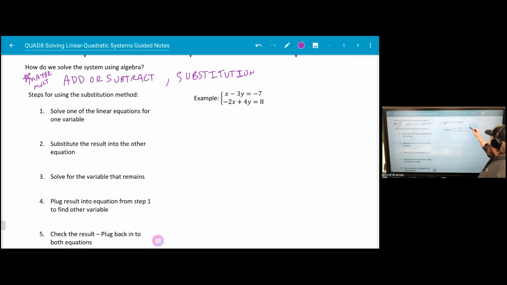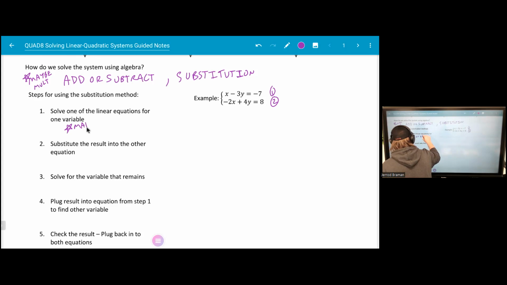So I've got two different lines up here. I've got x minus 3y equals -7. I've got negative 2x plus 4y equals 8. Well, I always also say here, make it easy on yourself.